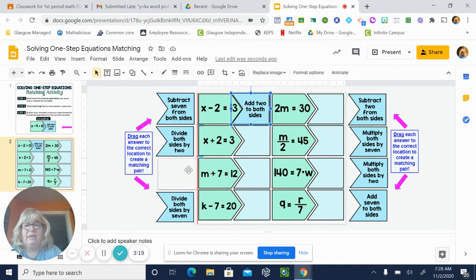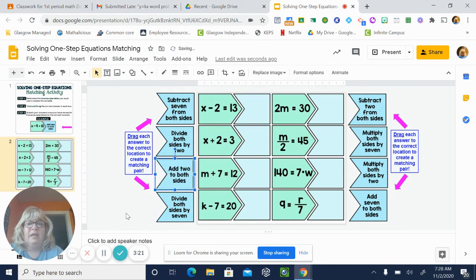I'm going to put this one back down here, drag and drop. And once you get that completed, submit it to me, and then that will be how you get your attendance for today. See you on Thursday.